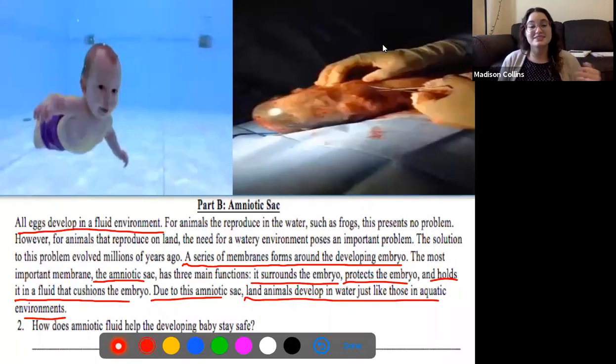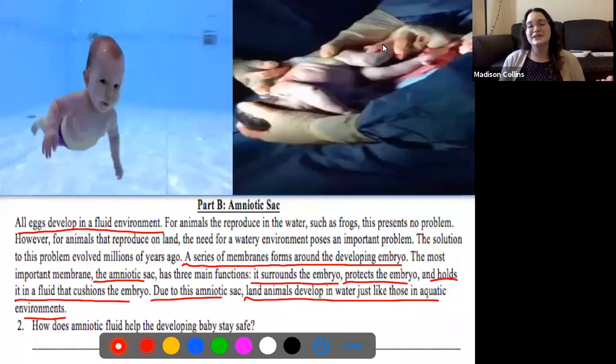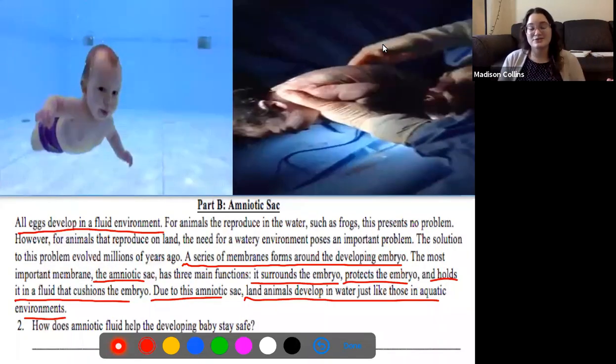Now, eventually this reflex does disappear. So unfortunately, you will have to relearn how to swim later, but that's something that's a reflex that we're born with. You don't have to think about it. We just automatically know how to do it, which is kind of cool.